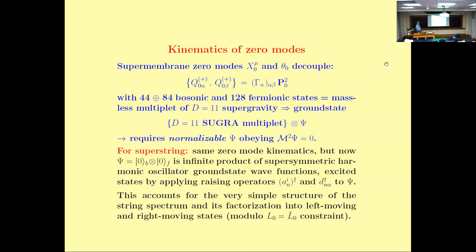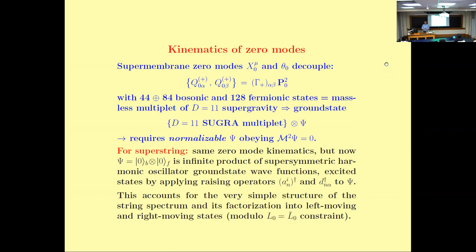And this means that the massless multiplet of the 11 dimensional supergravity would come out as follows. It would be just this kinematically described 11 dimensional supergravity multiplet times an eigenfunction of the mass operator. And this mass operator must have a zero eigenvalue. And once you find a normalizable wave function of the internal modes of the membrane, obeying this equation, then you can say that the theory has 11 dimensional supergravity as the lowest excitation.